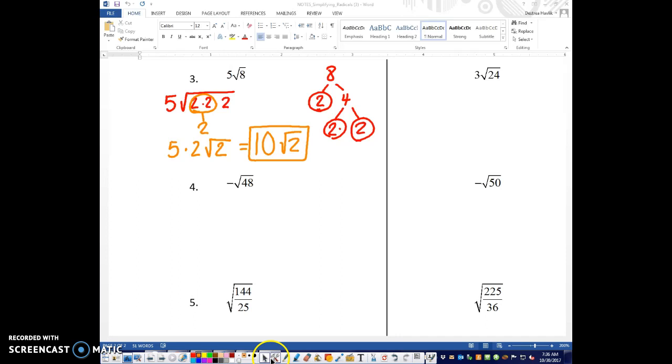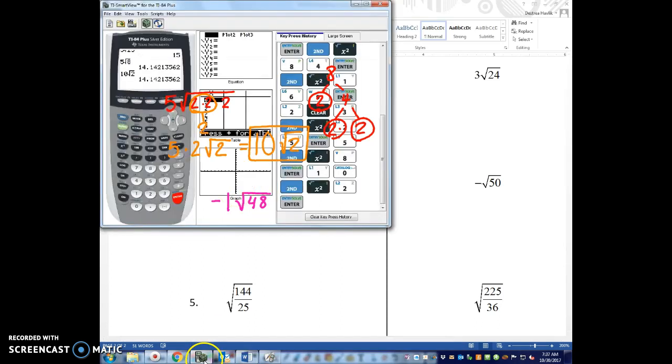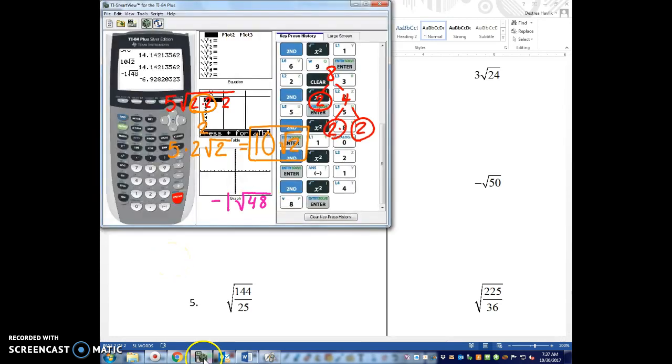Okay, number 4. Let's rewrite this as a negative 1 square root of 48. Okay, because there's an invisible negative 1 here, right? Let's type this in and see if it works. Negative 1 square root of 48. Nope, it doesn't work. So we have to simplify it.